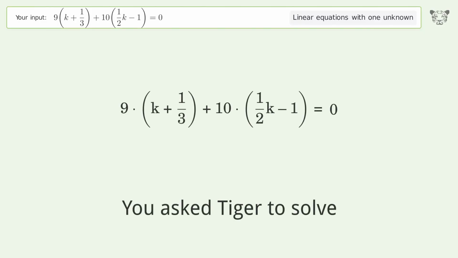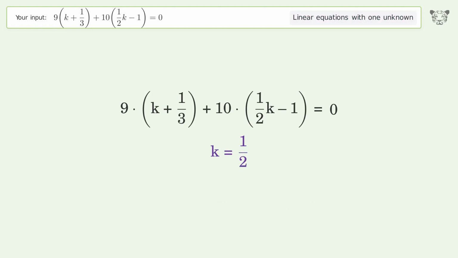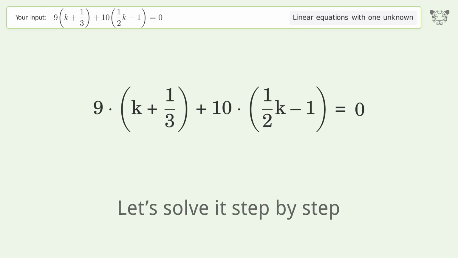You ask Tiger to solve. This deals with linear equations with one unknown. The final result is k equals 1 over 2. Let's solve it step by step.